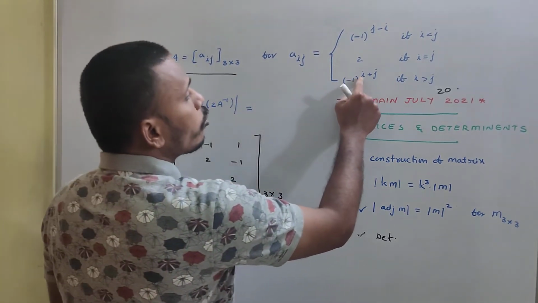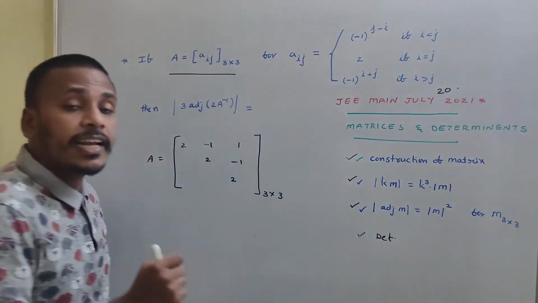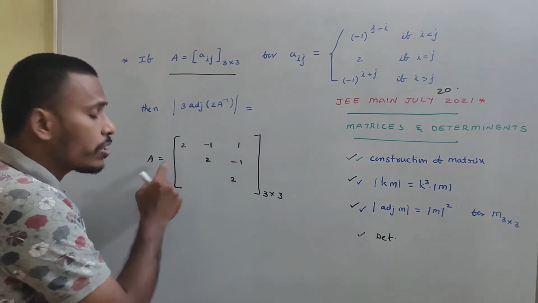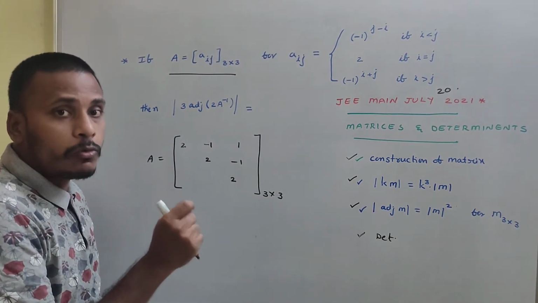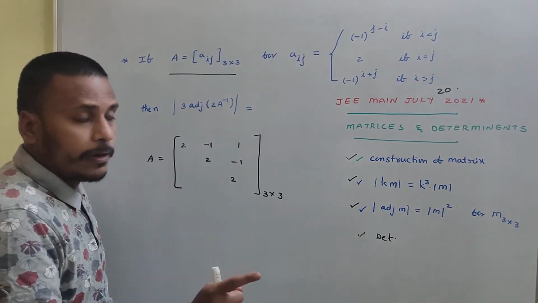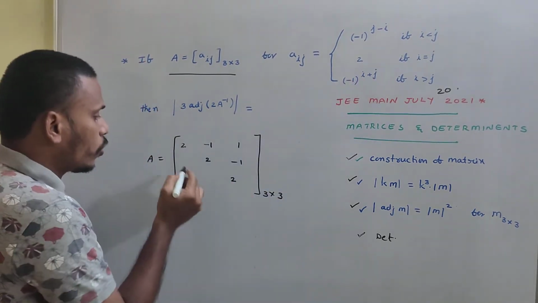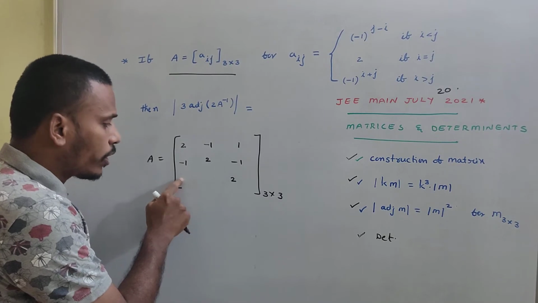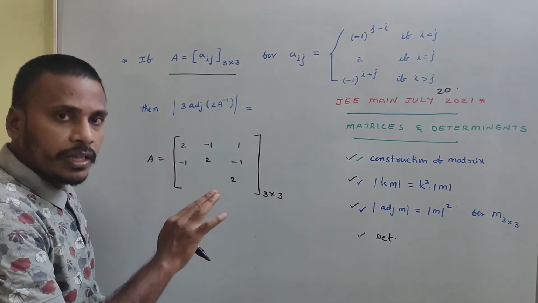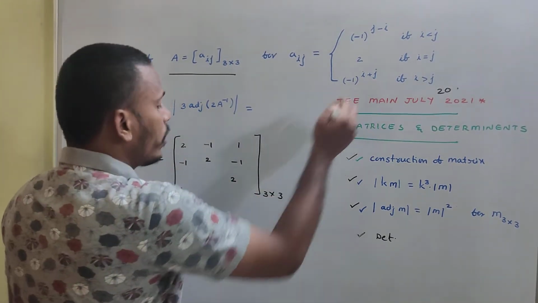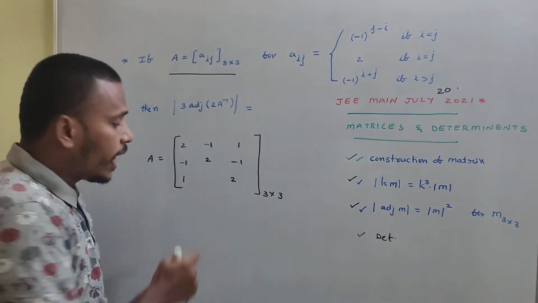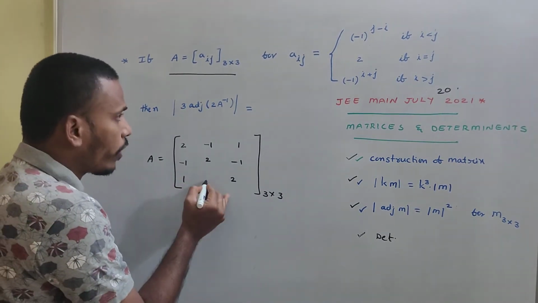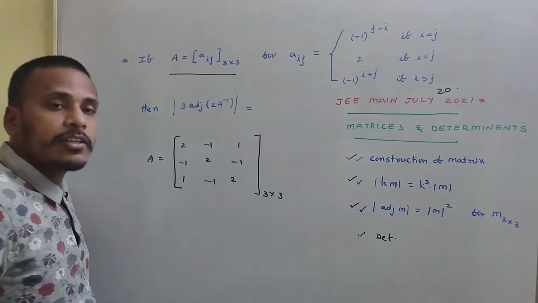And then for minus 1 to the power i plus j, we need to use i greater than j. So this position is second row, first column, 2, 1. 2 is greater than 1, so 2 plus 1 is 3, so this element is minus 1. And this is third row, first column, 3, 1. 3 plus 1 is 4, so this position is 1. And this is 3, 2, 3 plus 2 is 5, so it is again minus 1. So this is matrix A.